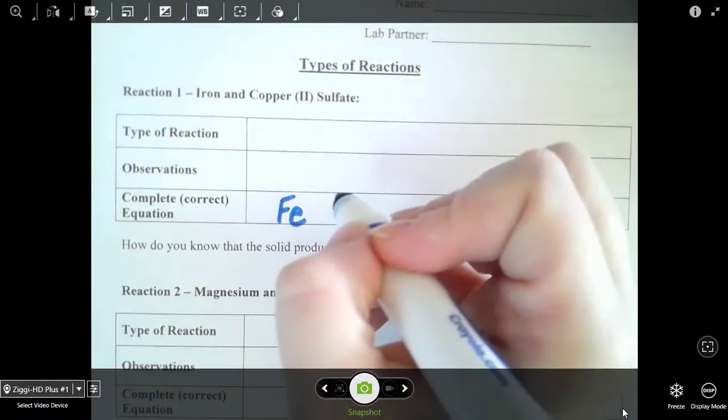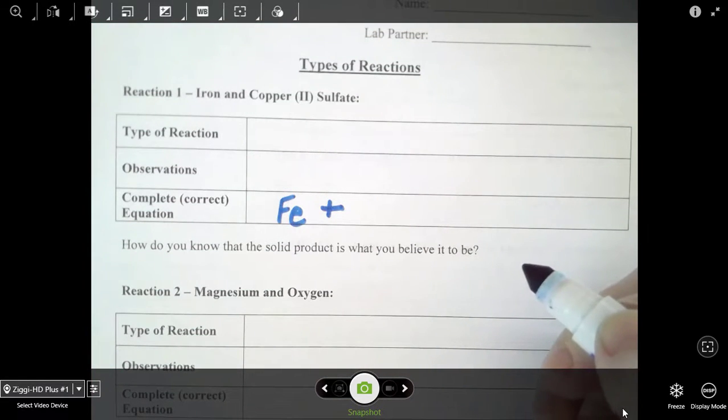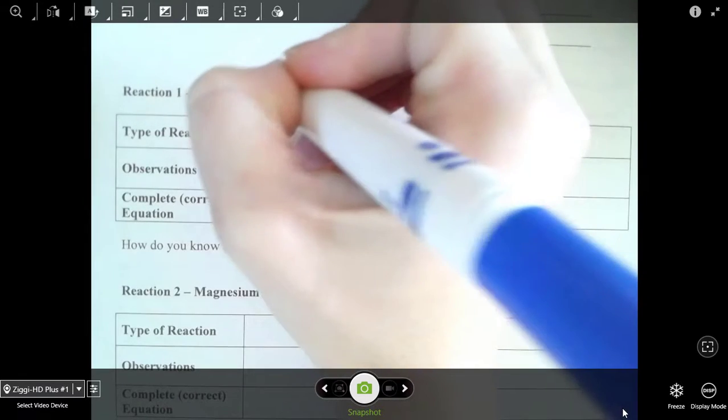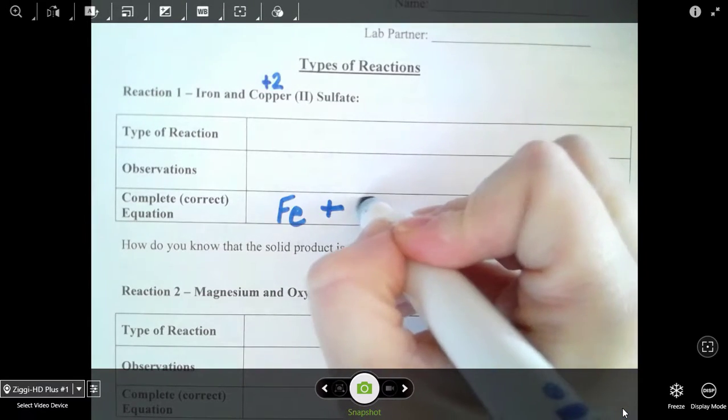Then we know that there's a second reactant that is copper 2 sulfate. What is the plus 2, or what does the 2 tell you up here? The charge. On what? The copper. The charge on the copper. So it tells us that this copper is plus 2. Okay, so here's my copper.